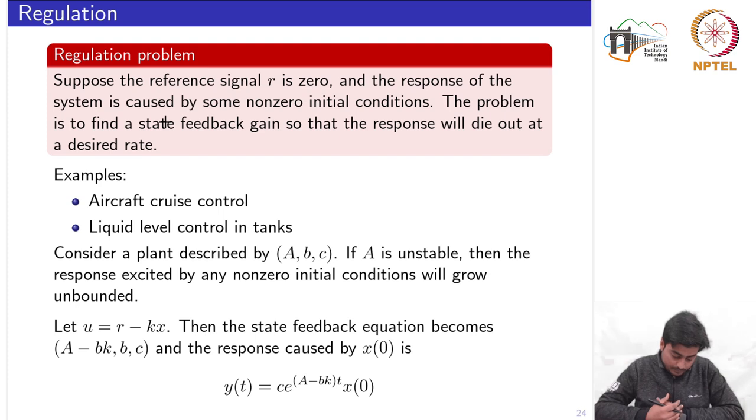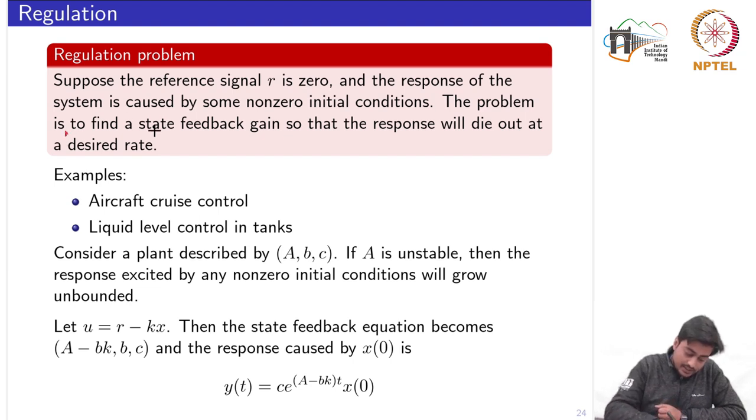So consider the plant described by the pair A, B, C. If the system A is already stable, then it is pretty much clear that for the zero reference signal and for non-zero initial conditions, the response of the plant would be stable. It would tend towards zero. But in that case, you won't be able to achieve a certain desired rate. So we need to design a state feedback controller K so that we could place the eigenvalues at some desired location.